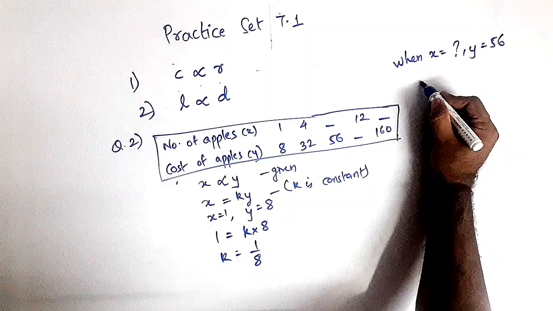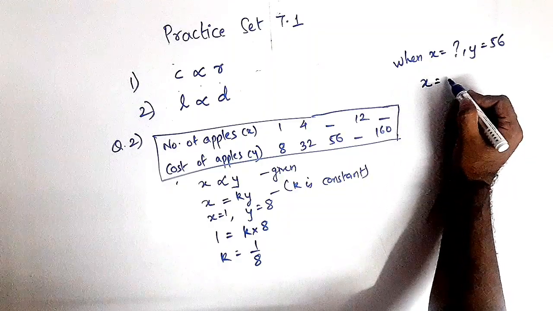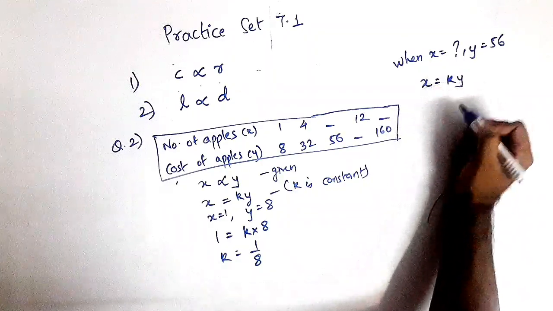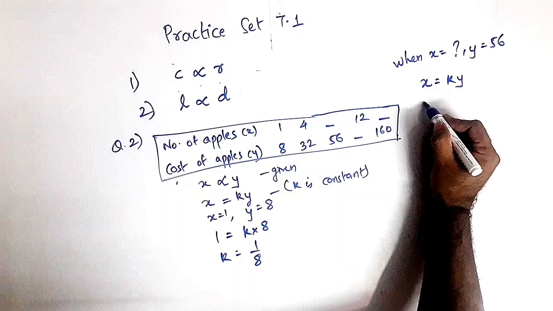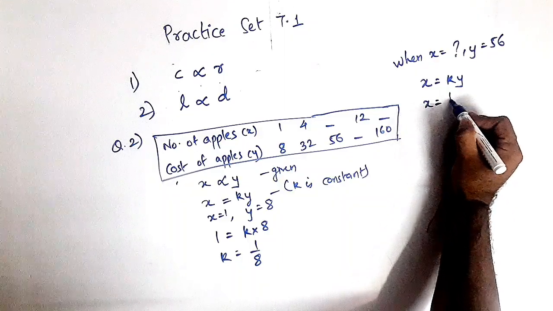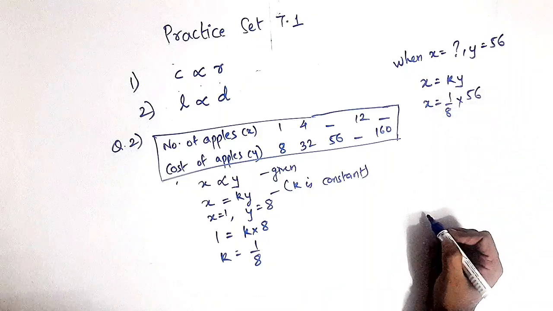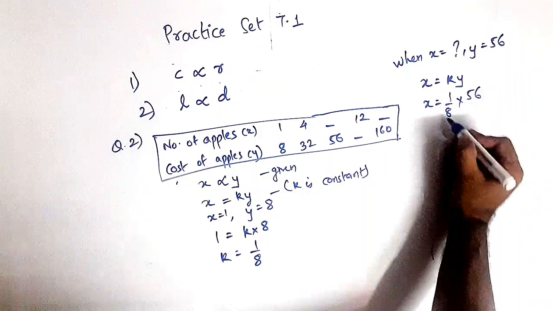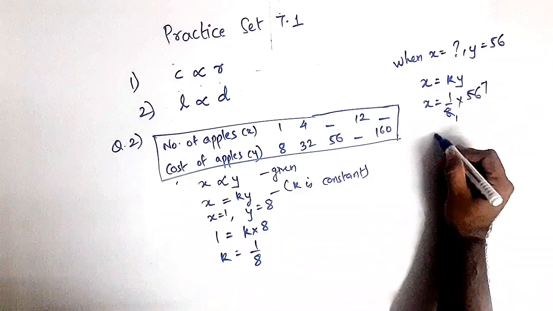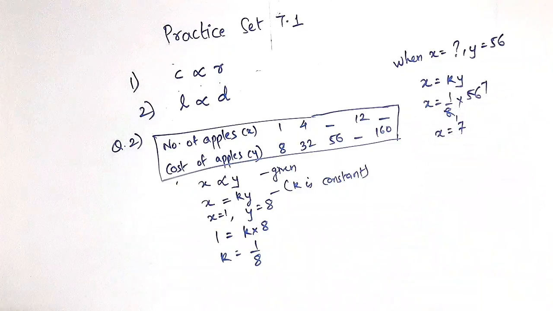So I'll write here x is equal to ky. x is the unknown, so I'll write x as it is. k is 1 upon 8, y is 56. Now you have to substitute the values. So 8 ones are 8, 7s are 56. x is equal to 7.